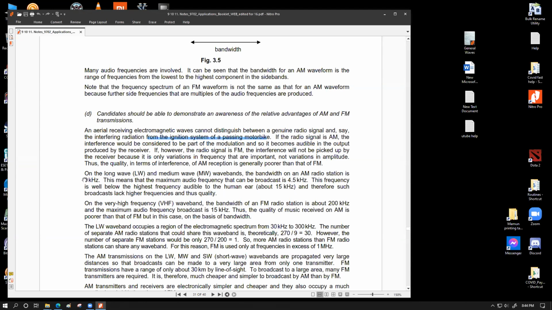Same paragraph. On the long wave and medium wave bands, so we are now limiting our discussion to only these two parts, the bandwidth of an AM radio station is 9 kilohertz. Now, here is the deal. This is information that is given to you. On the long wave and the medium wave bands, the bandwidth of an AM radio station is 9 kilohertz.